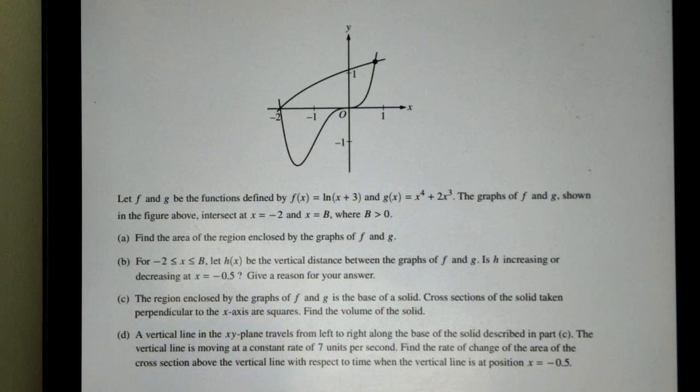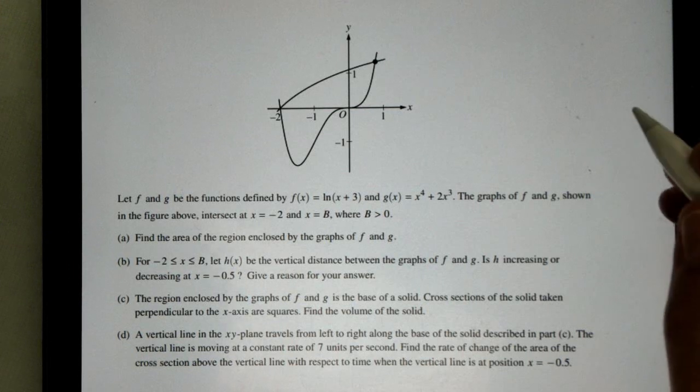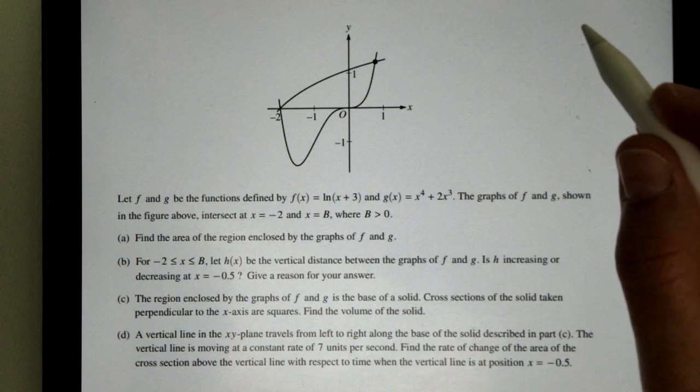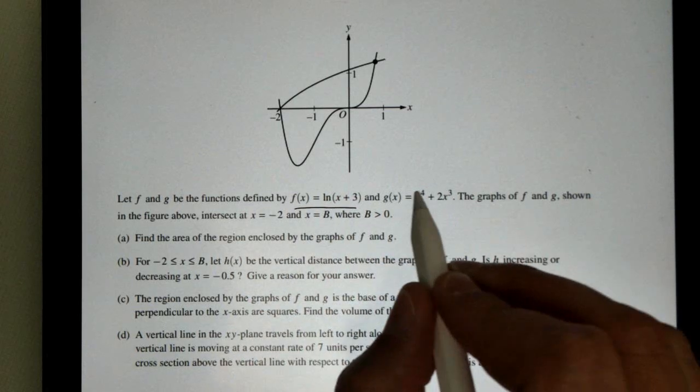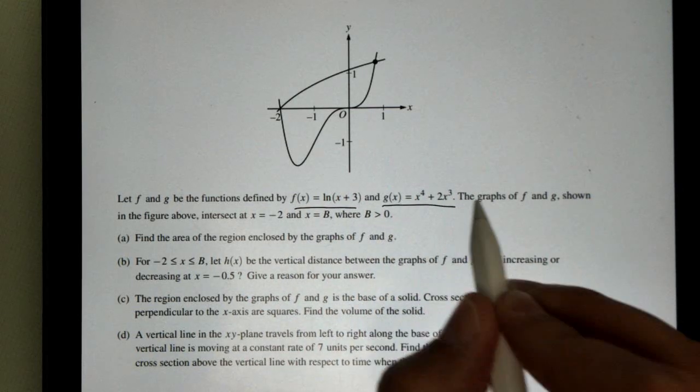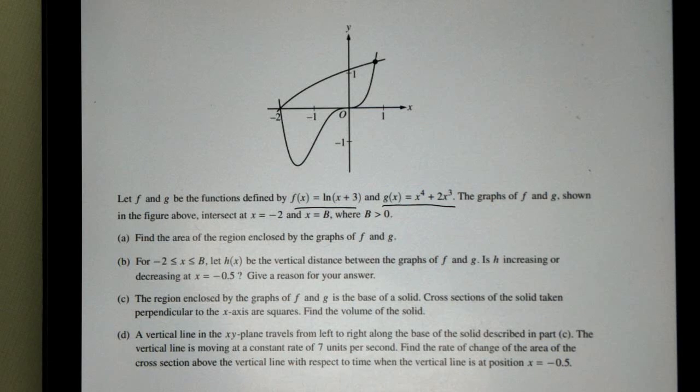Hello, welcome back. Today we are going to be taking a look at an area and volume question here. This is from the A/B test, but it's a really good one to take a look at. It says, let f and g be defined by the following functions. Let f of x equal the natural log of x plus 3, and g of x is x to the fourth plus 2x cubed, and they give us the graphs below.